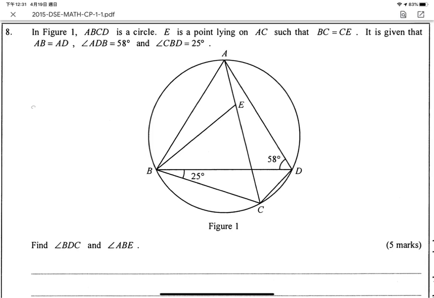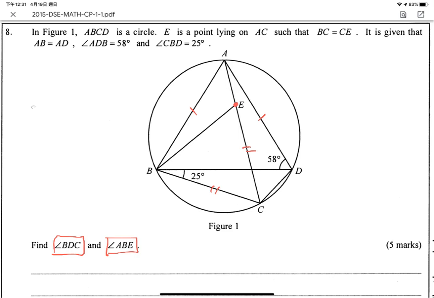Circles and triangles. Okay. Now, this is not related to similar triangles and also not related to congruent triangles. This is about circle properties. So let's read the question first. ABCD is a circle. E is a point lying on AC such that BC equal to CE. Okay, so it's given that AB equal to AD. Angle ADB equal to 58, and CBD equal to 25 degree, and you are asked to find the angle BDC and angle ABE.